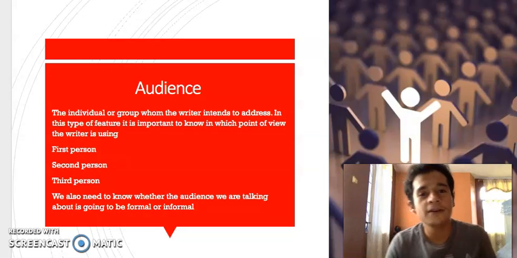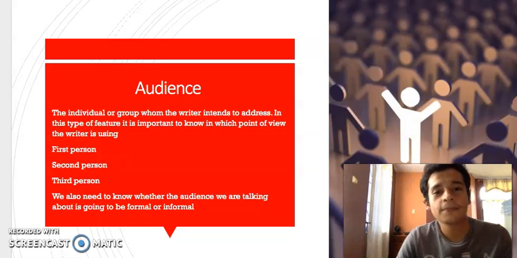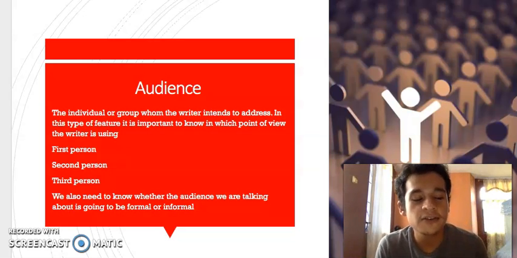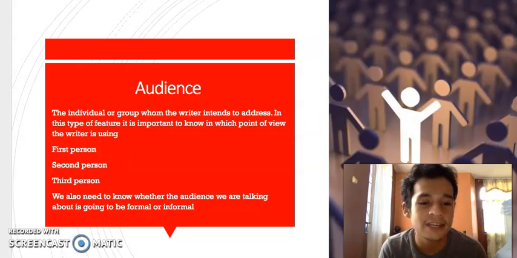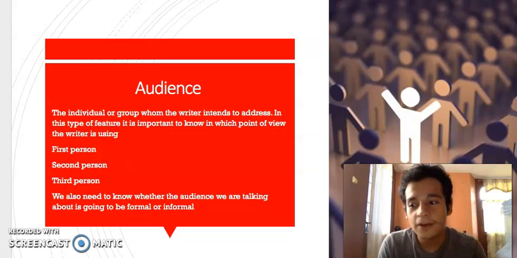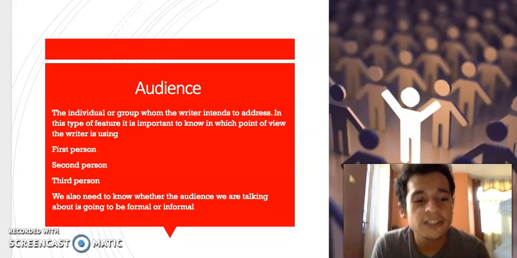The first person point of view is, for example, that the writer is discussing or talking about himself, is expressing his opinions, etc. The pronouns that the writer usually uses are I, me, myself, etc.